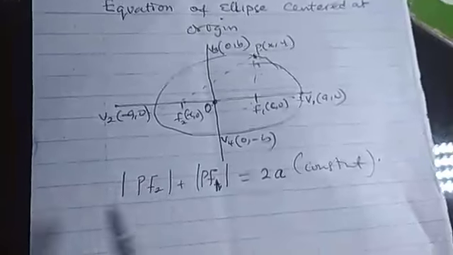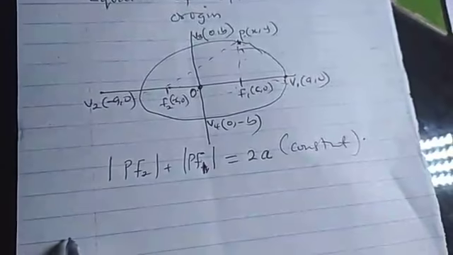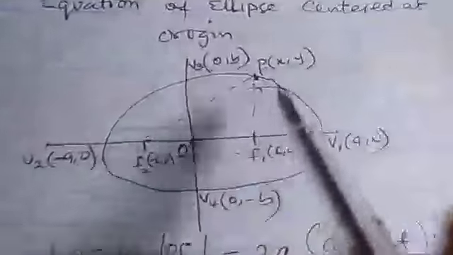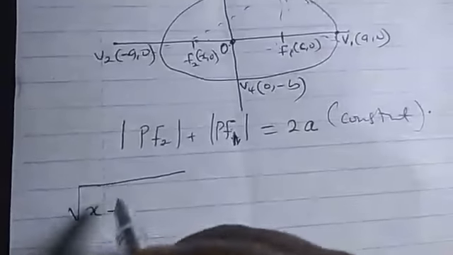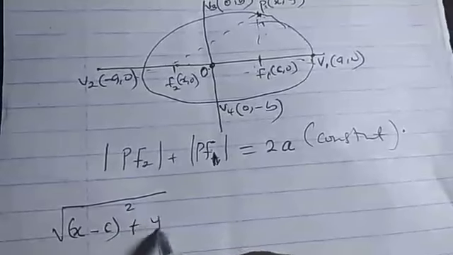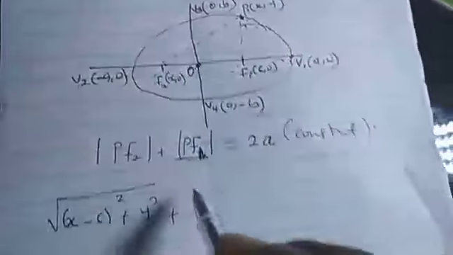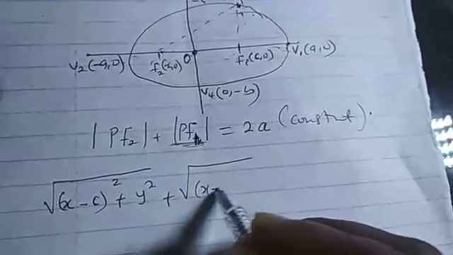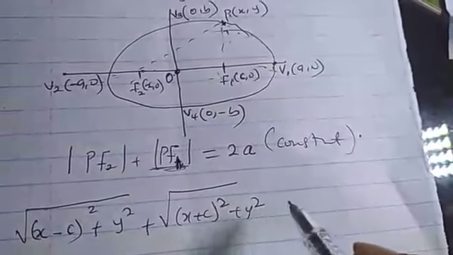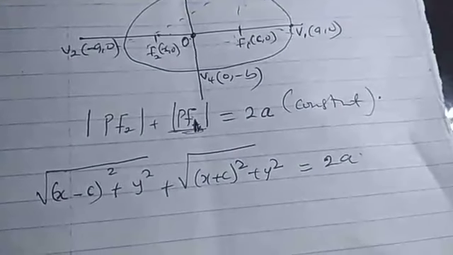So from that place, we have known that if you use the distance between 2 points for this, we should be able to have the square root of (x minus c) squared plus y squared for PF1, plus PF2, that should be the square root of (x plus c) squared plus y squared. So that will give me 2a. So we now need to simplify this.